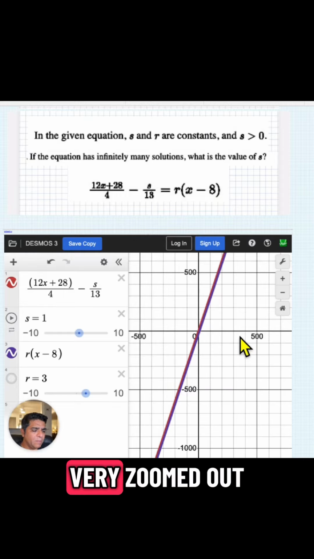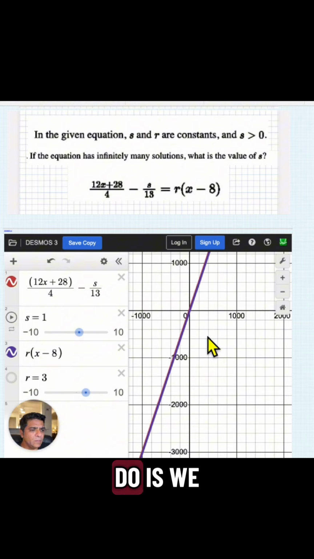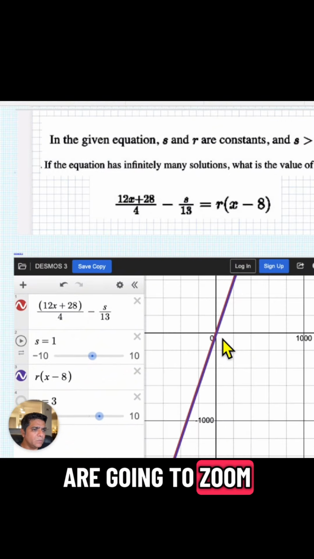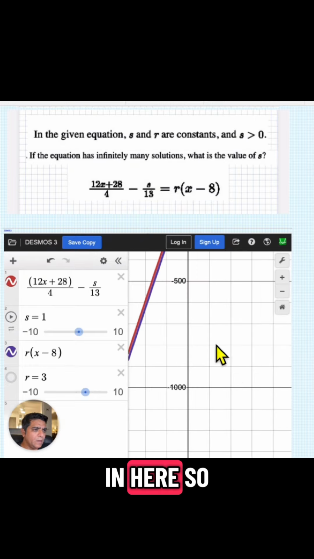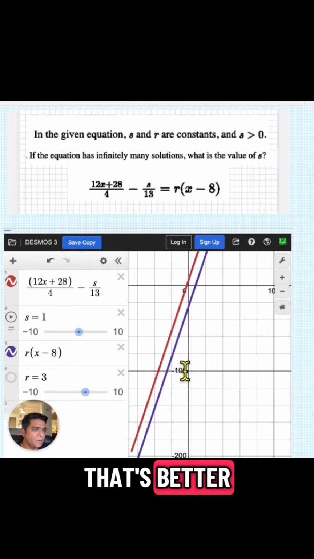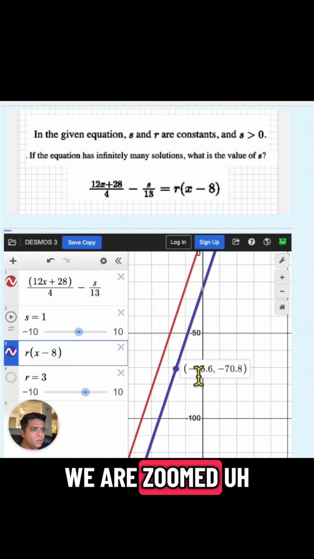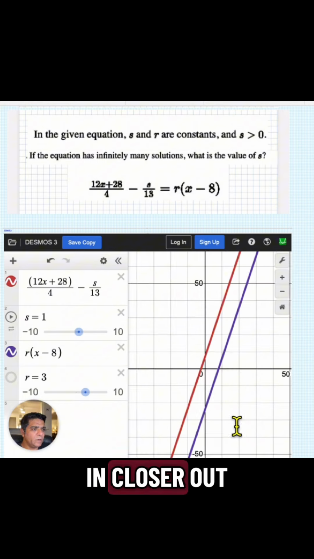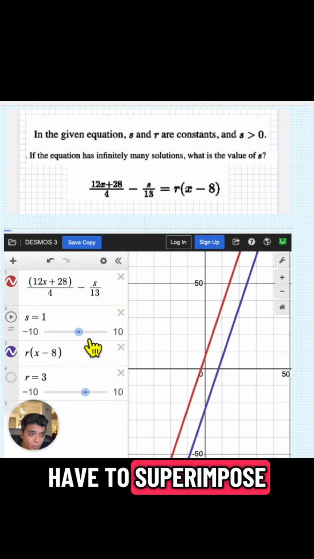Okay, that is very zoomed out. So what we are going to do is zoom in here. So there, that's better. So now we are zoomed in closer. Now if you see, that looks more or less parallel, but now we have to superimpose them together.